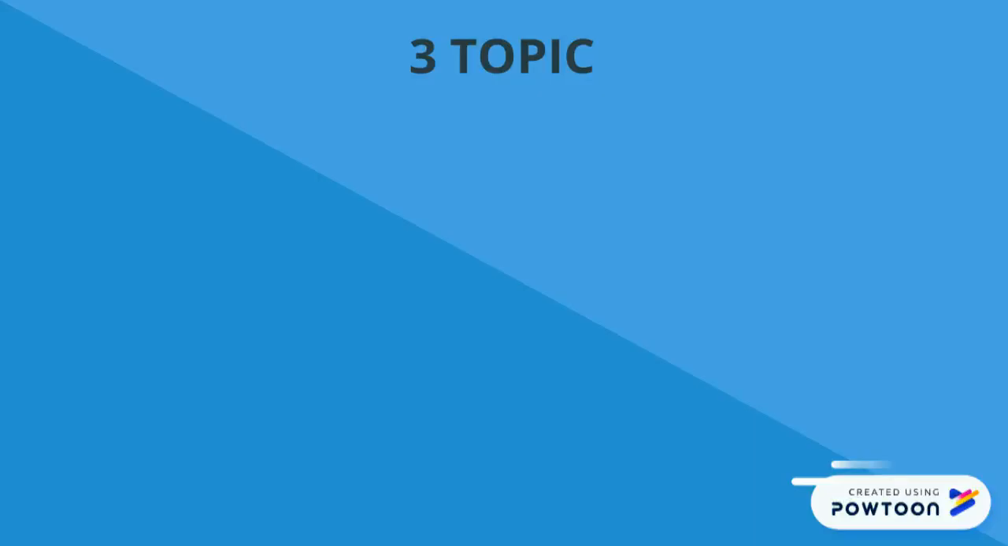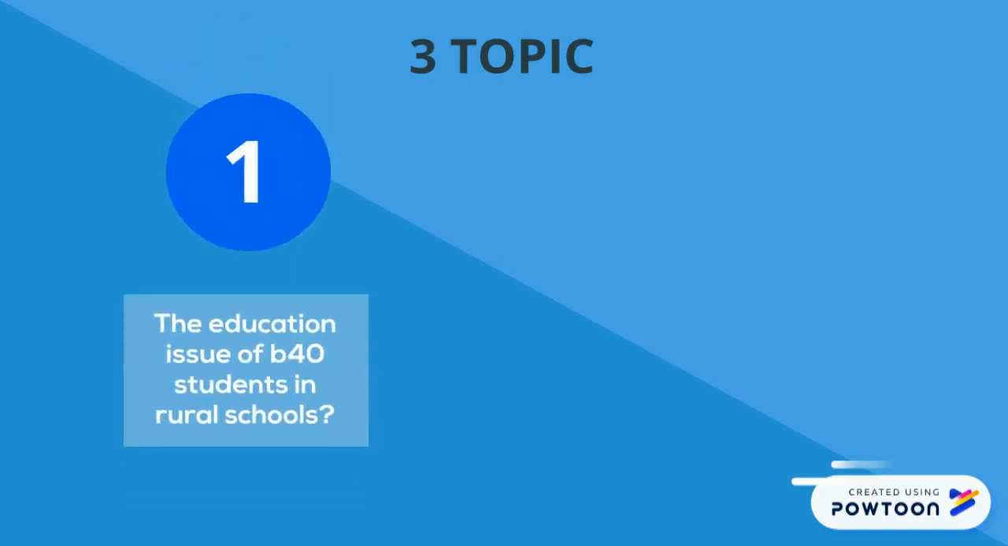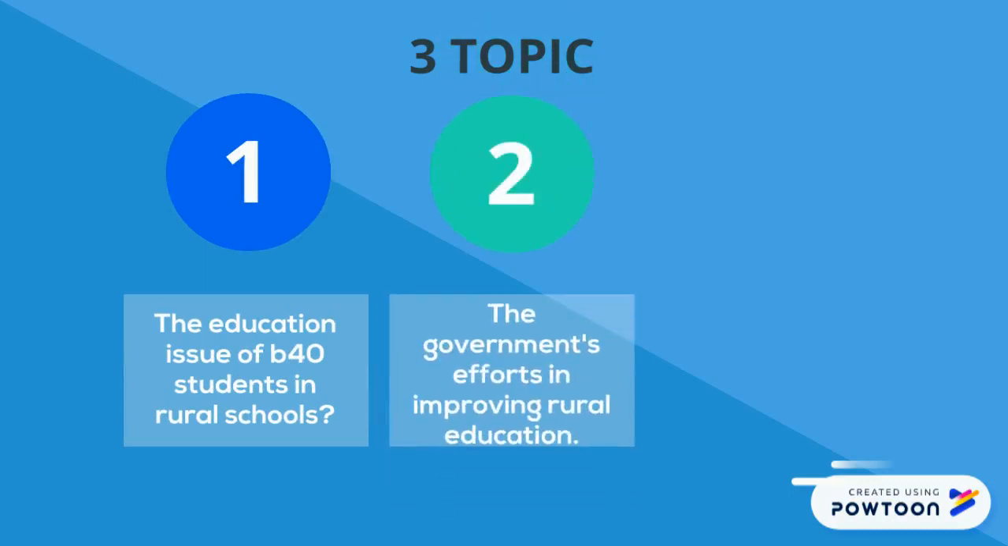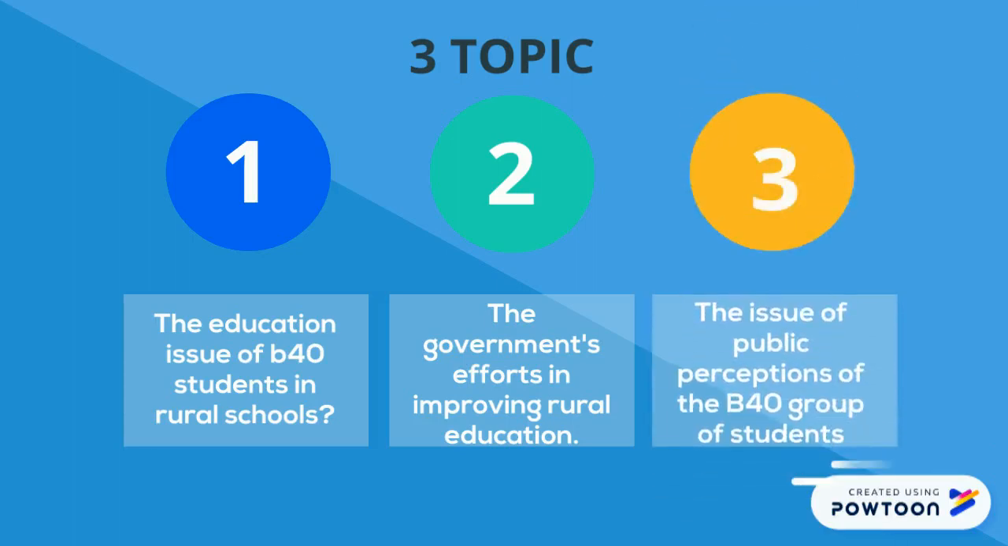There are three topics I will explain. First is the education issue of B40 students in rural schools. Second is the government effort in improving rural education. And third is the issue of public perception of the B40 group of students.